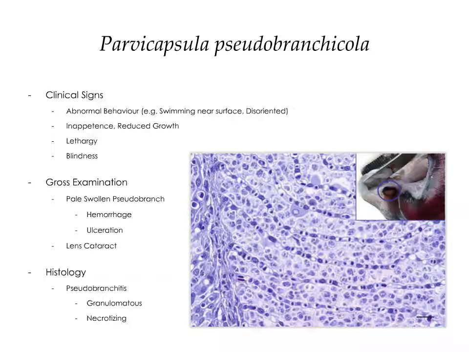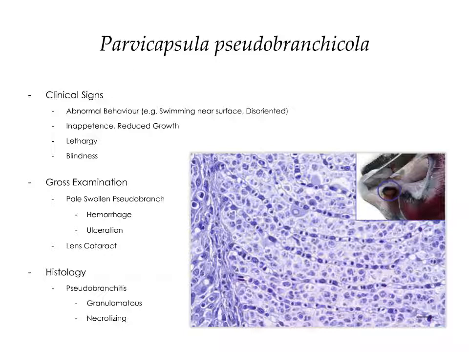The clinical signs associated with this disease include abnormal behavior, inappetence, reduced growth, lethargy, and blindness. Examples of abnormal behavior include swimming near the surface and disorientation. On gross examination, the pseudobranch is pale and swollen, with areas of hemorrhage and ulceration. If you look in the eyes, you might also see lens cataracts.